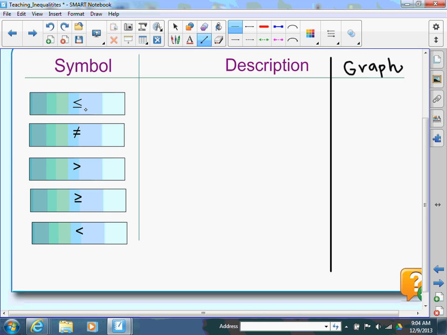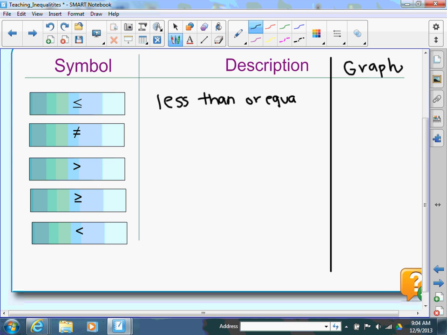How would you say this? What symbol is this? Yep, so in the description, we're going to write less than or equal to.